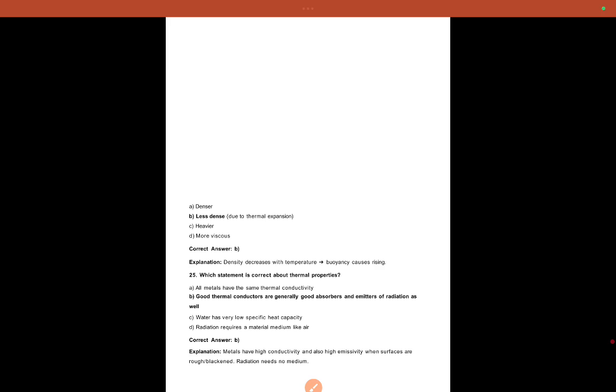Coming to the 25th question, which statement is correct about thermal properties? Here, all metals have the same thermal conductivity. Good thermal conductors are generally good absorbers and emitters of radiation as well. So they emit as much as they receive, and this is the basic quality of the thermal properties of materials. Metals have high conductivity and also high emissivity. Surfaces that are rough or blackened, radiation needs no medium. So without a medium, radiation can pass. That is the phenomenon we can observe.